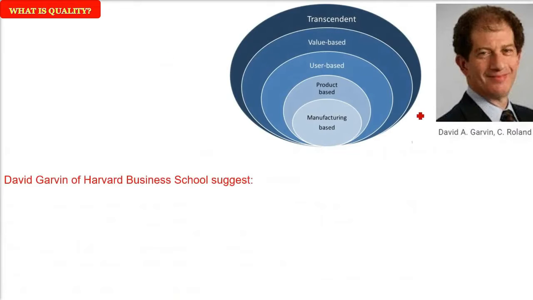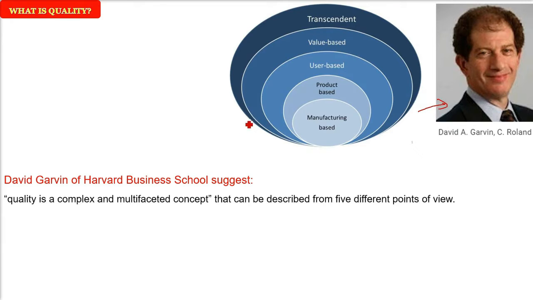Now here comes quality with different thoughts. Now he is David Garvin. He was from Harvard Business School. He suggested quality is not just one thing, it's quite complex and we have to think from different perspectives. That is, he said it is a multifaceted concept. And he described 5 different points of view.